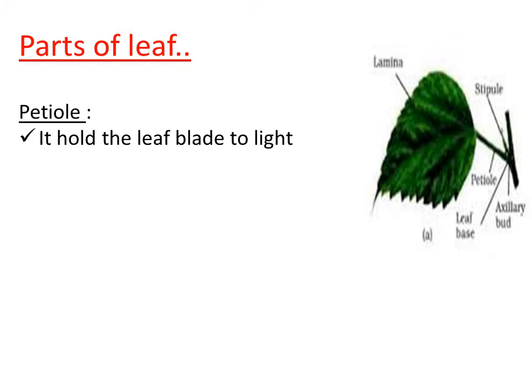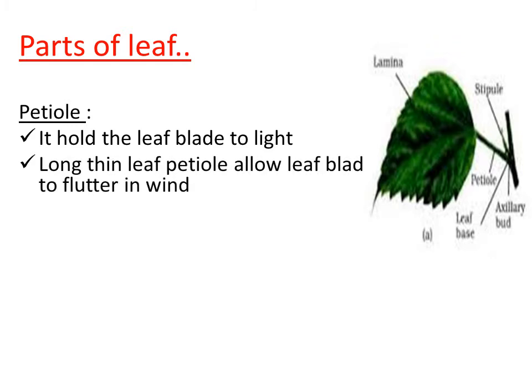Clear? And in some plants, the petiole will be very long, so that a long thin petiole allows the leaf blade to flutter in the wind. The fluttering of the lamina in the wind takes place because of the very long petiole of the leaf. Clear? By fluttering in the wind, the leaf cools the surface of the plant. So this is the function performed by the petiole of the leaf.